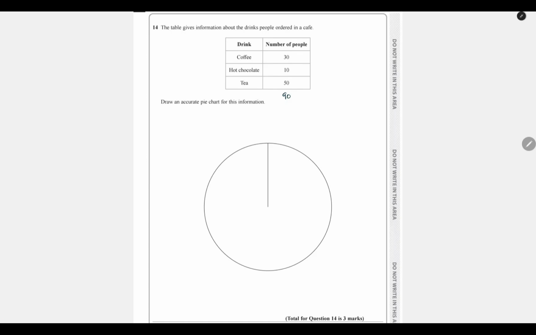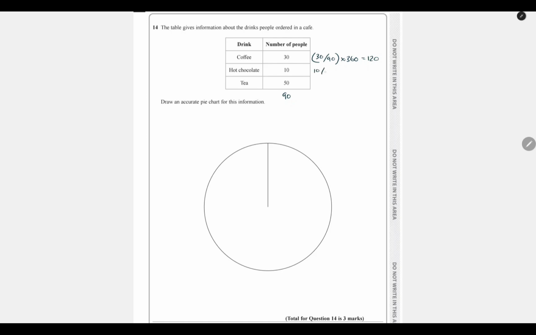The next thing that we know is that the total number of degrees in a circle or around a point is 360. And so to work out how many degrees each of these coffee, hot chocolate, and tea are going to represent, we do 30 divided by the total, which is 90, multiplied by 360. And that is equal to 120 degrees.